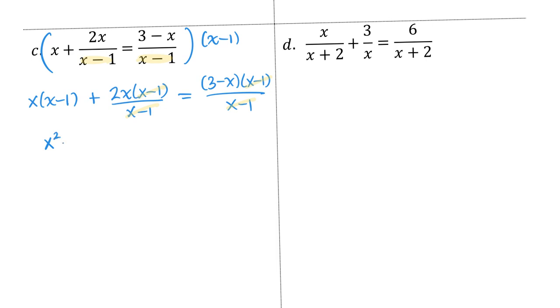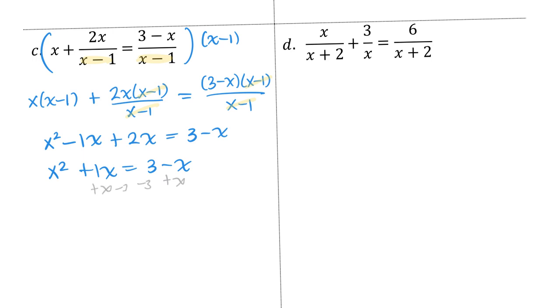X squared minus 1x. The x minus 1's canceled, so plus 2x. The x minus 1's canceled, so I got 3 minus x. All right, this is looking okay now. Plus 1x equals 3 minus x. And then I'm going to add the x over to here, and I'm going to minus the 3 over to here. So I'm going to get x squared plus 2x minus 3 equals 0.